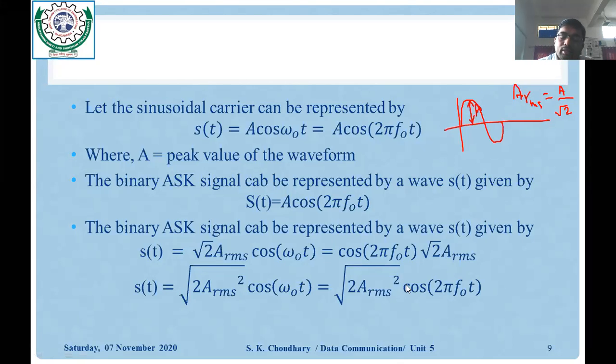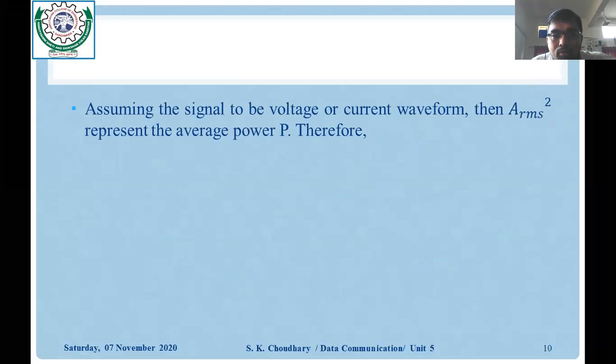So you can represent the RMS value of the voltage signal in terms of power. The RMS value would be represented in terms of a power signal. So we now have to convert the voltage signal into power form. Assuming this signal to be voltage or current, A RMS square would represent the average power P. Therefore, P_s is equal to what? A square upon 2, that is A RMS square.